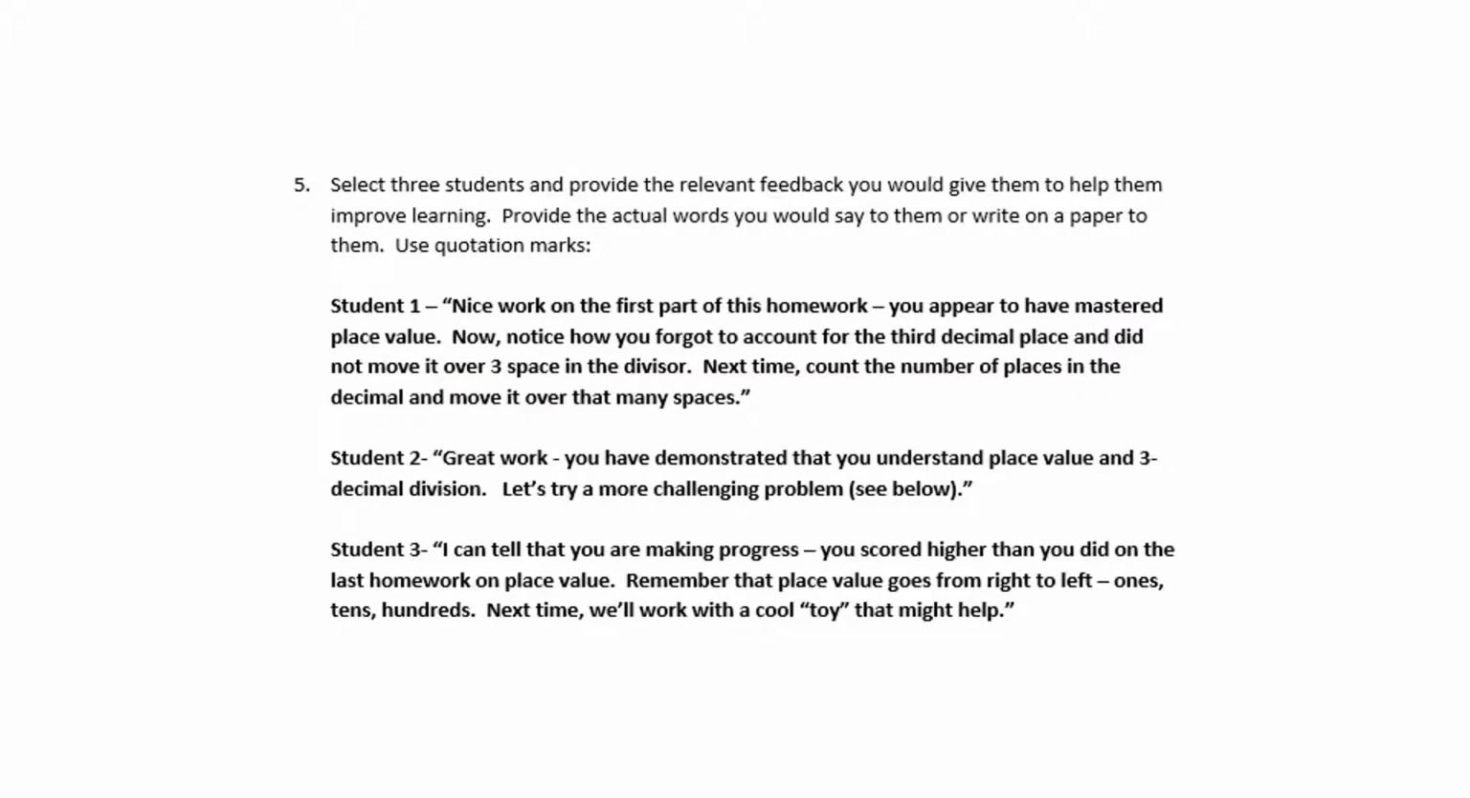Number 5 asks for the 3 pieces of feedback. So because I only gave you 3 students, I'm going to do all 3 students. For student 1, you remember that they appear to have mastered place value but not decimals. "Nice work on the first part of this homework. You appear to have mastered place value. Now notice how you forgot to account for the third decimal place and did not move it over 3 place spaces in the divisor. Next time, count the number of places in the decimal and move it over that many places."